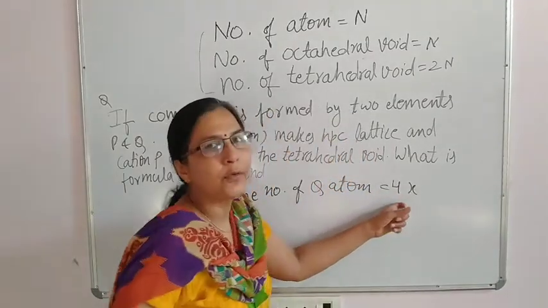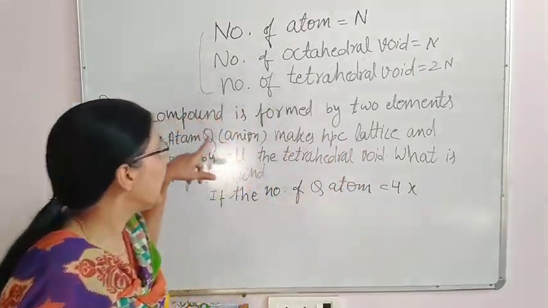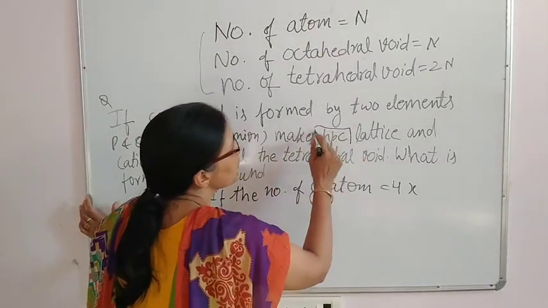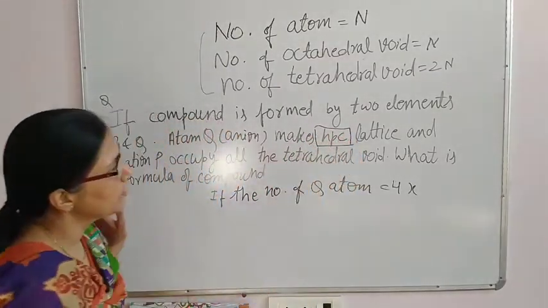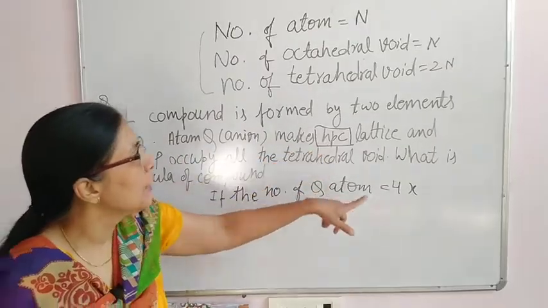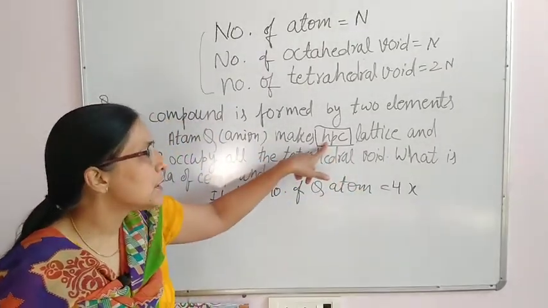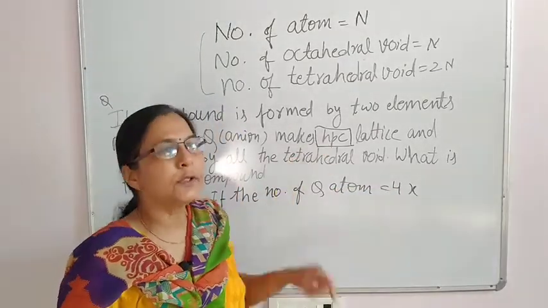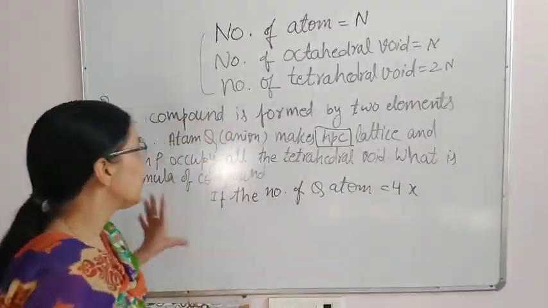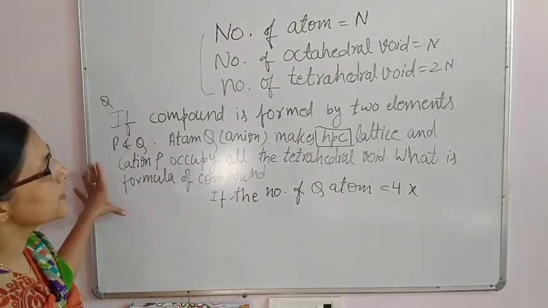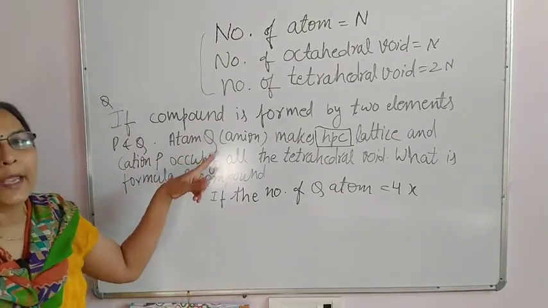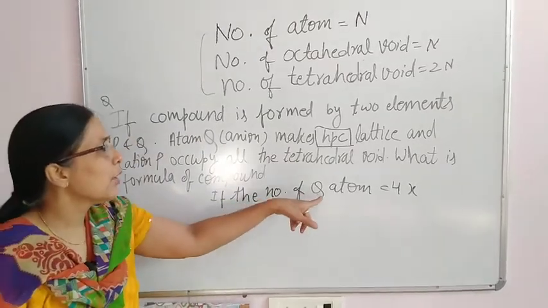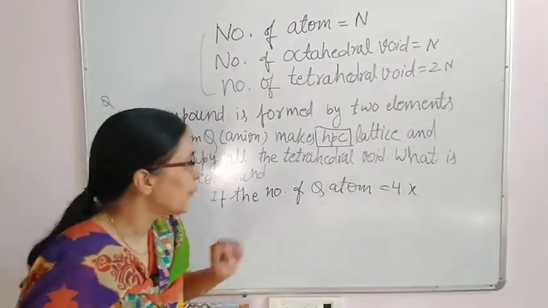Why have I taken 4? Due to the HCP lattice. Here in the question it is given as HCP. So a remarkable point for you: if HCP is given then 4x, if BCC is given then it will be 2x, if simple is given then only x. It means all the positions of the lattice are occupied by anion Q. So the number of atoms of Q is equal to 4x.